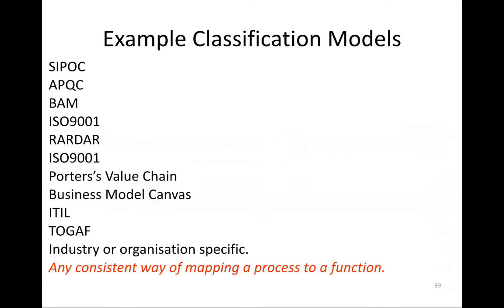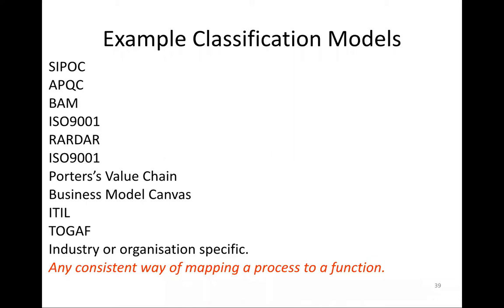A classification or ontology model shows us the boundaries of a process and provides a shared understanding between people from different parts of an organisation. And the American Productivity and Quality Council Process Classification Framework has been around for about 25 years now and is an excellent way to classify the functions, processes, sub-processes and activities in a typical organization.